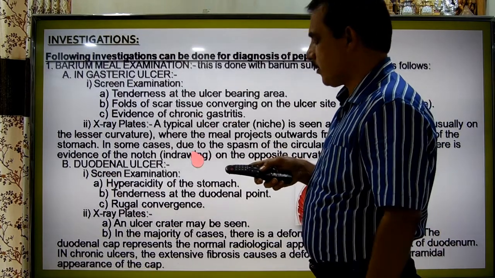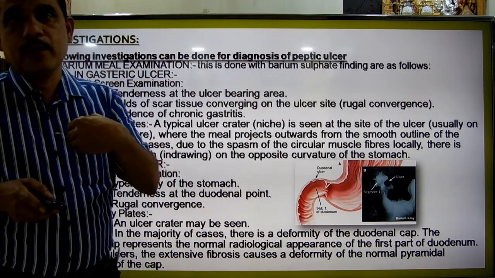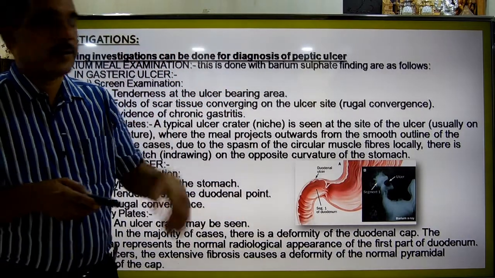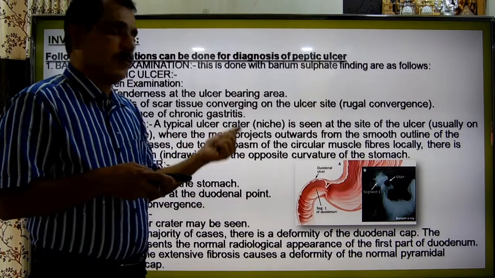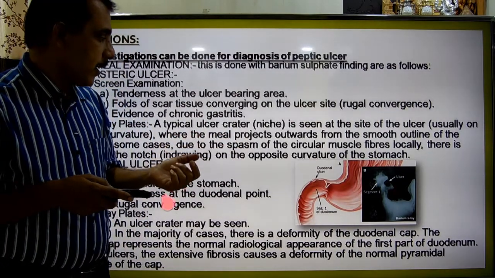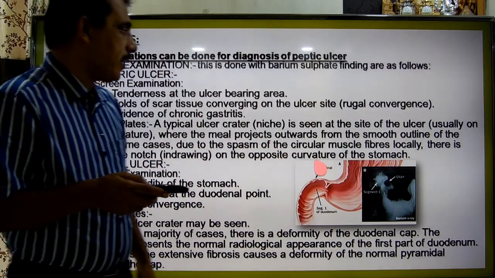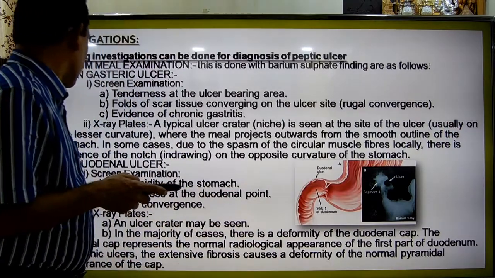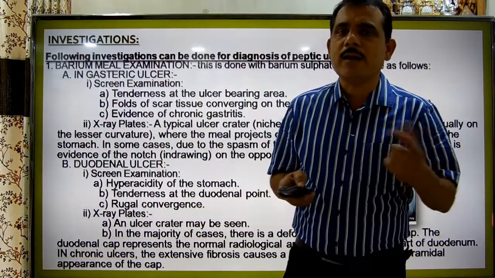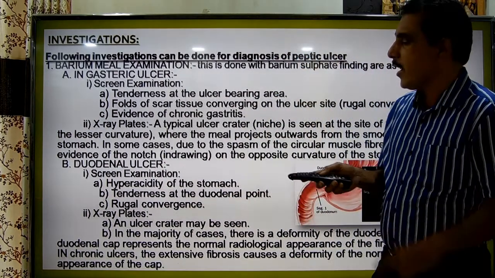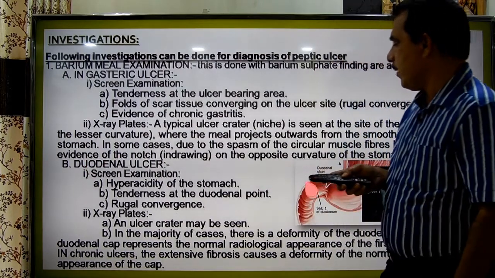Second, on the X-ray plate, what do you find? When you take the X-ray after the barium meal, asking the patient to take the barium, a typical ulcer crater is found, which is called the Niche. The typical ulcer crater, called a Niche, is seen at the site of the ulcer, usually on the lesser curvature. As you have seen already, the common site in the stomach is the lesser curvature. So this crater is found at the lesser curvature of the stomach.